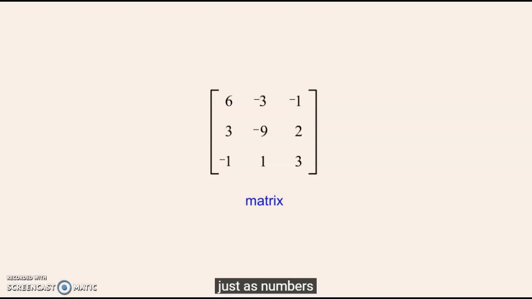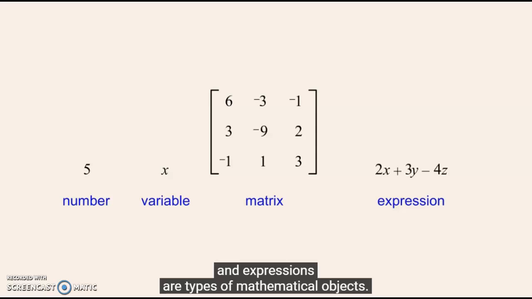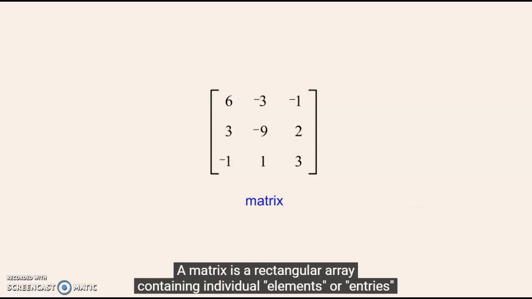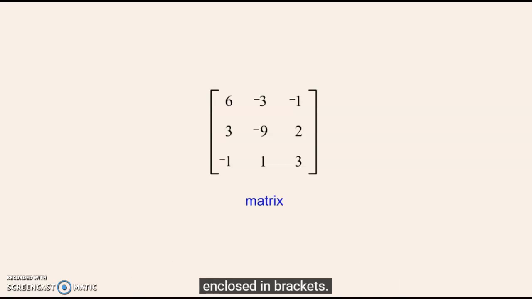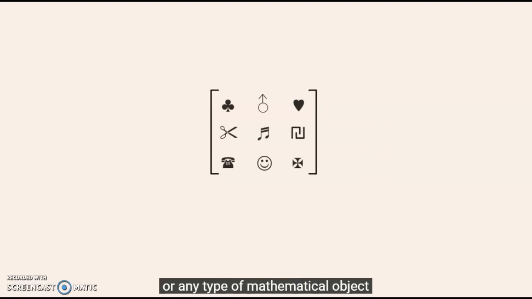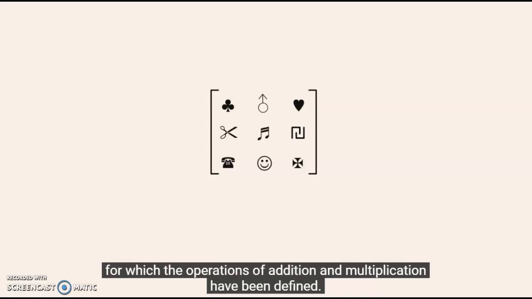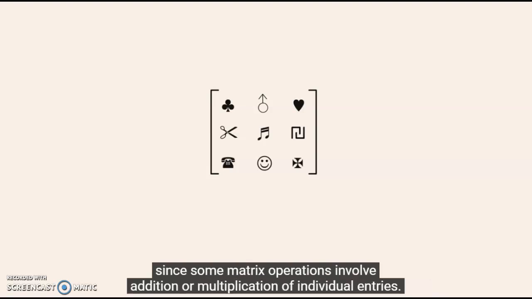object, just as numbers, variables, and expressions are types of mathematical objects. A matrix is a rectangular array containing individual elements or entries enclosed in brackets. The entries of a matrix can be numbers, symbols, expressions, or any type of mathematical object for which the operations of addition and multiplication have been defined. This requirement is necessary since some matrix operations involve addition or multiplication of individual entries.